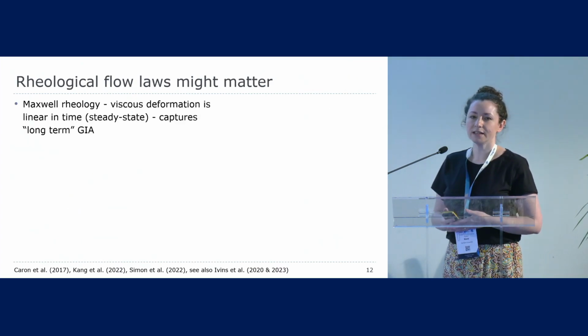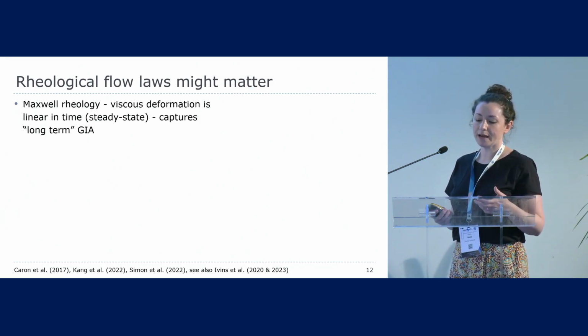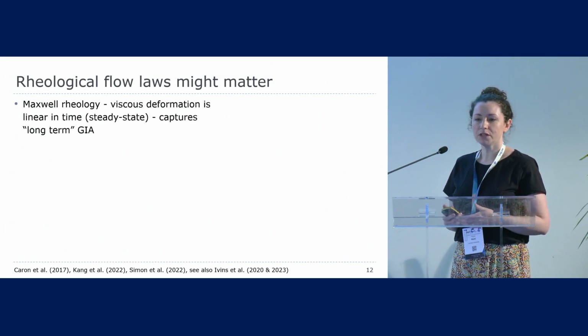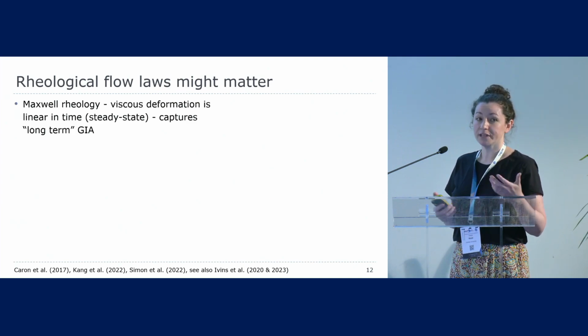So in addition to thinking about how viscosity varies in space, we might also want to think about how it varies in time. I already mentioned the Maxwell rheology, where viscous deformation is linear in time. This really well captures what we call long-term GIA, so GIA that's acting over several thousands of years, for example, from deglaciation from the LGM.